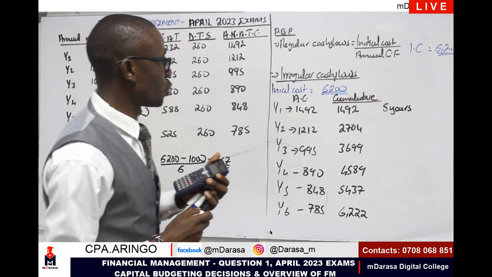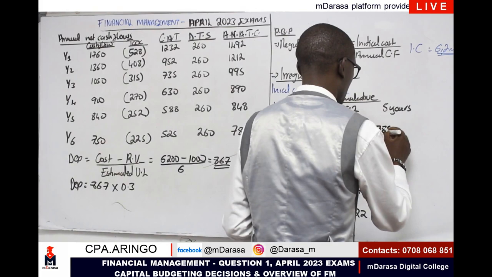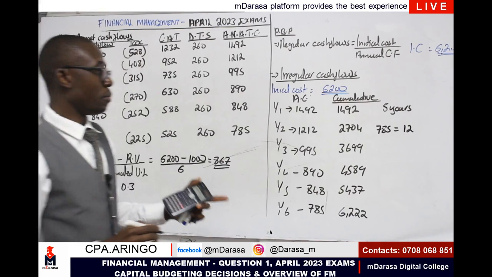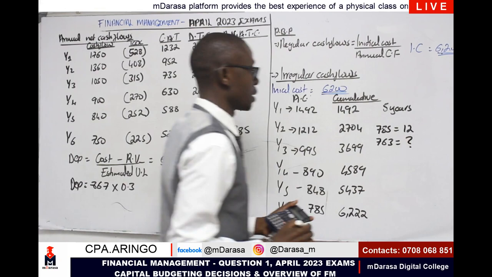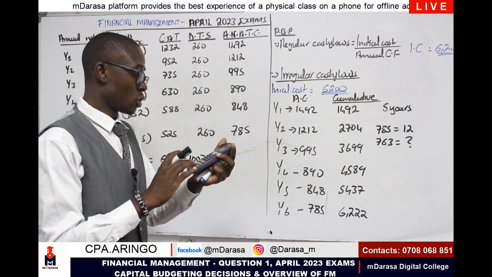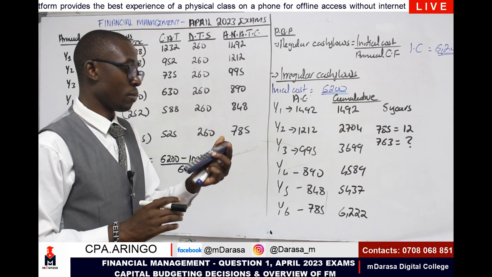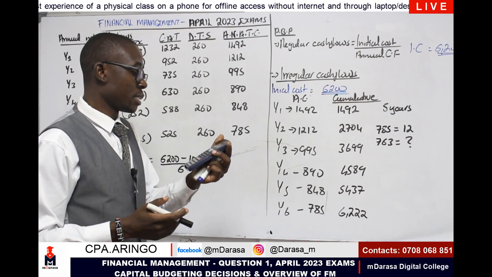So this is what you're going to do. 785 is for the whole year, which is 12 months. What about the balance of 763? 763 is for how many months, my good students? That is what you need to determine. So I'll be having 763 times 12, divided by 785, which will literally give us what? That is 11.6 months, or basically 11 months, right?